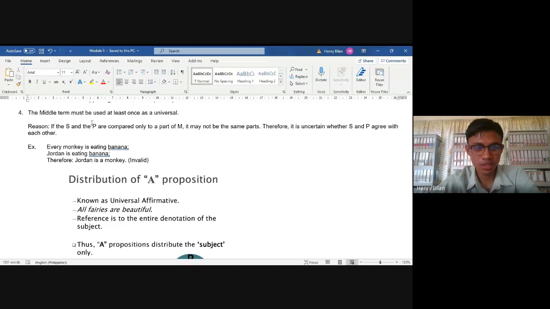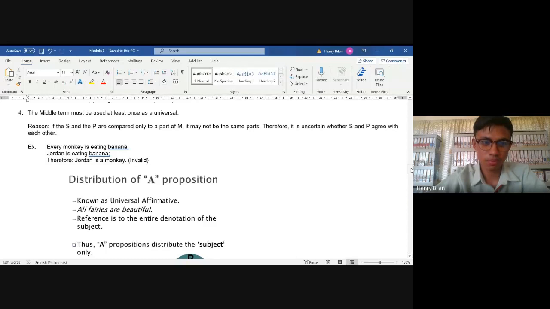So, kailan ba maging universal? So, yun ang sinabi ko kanina. It is universal if it includes or excludes everything. Okay? Yung composition na yan, it includes or it excludes everything. So, papasok dito yung distributed and undistributed na sinasabi.